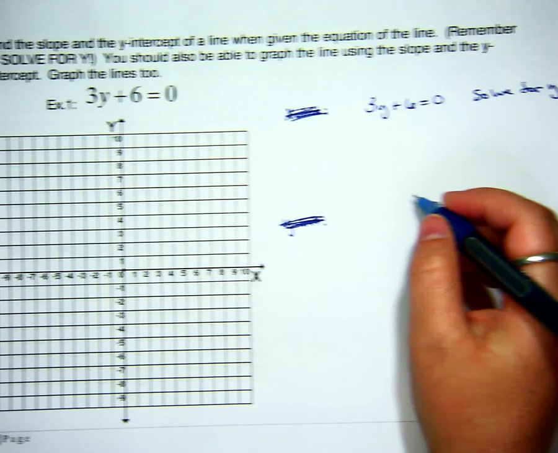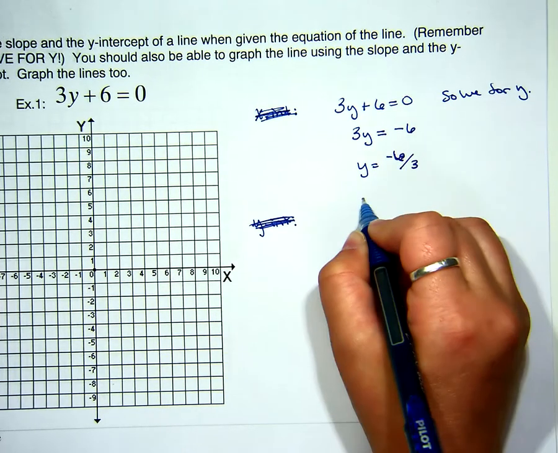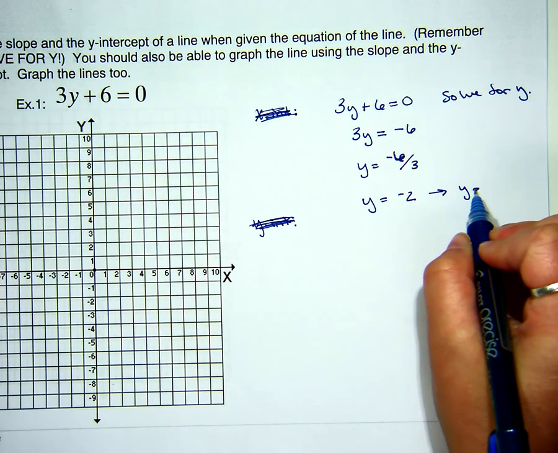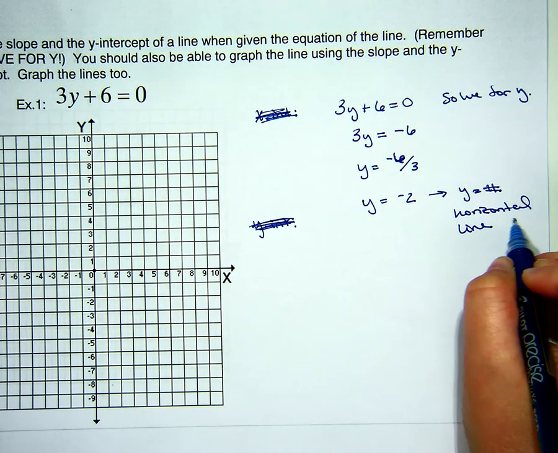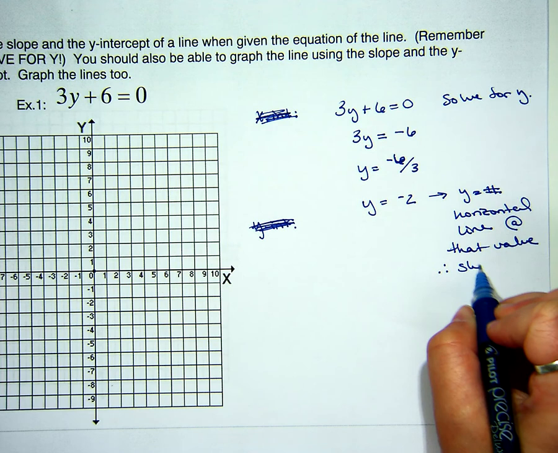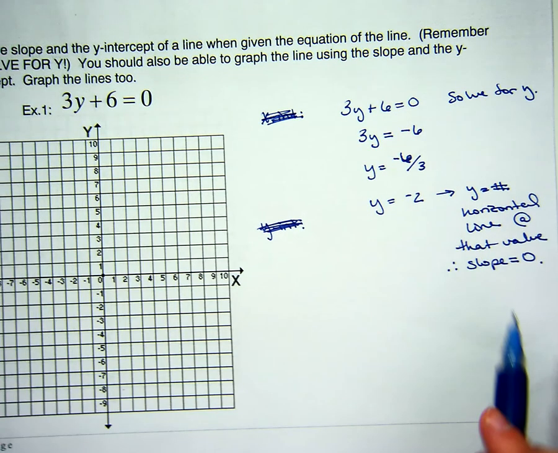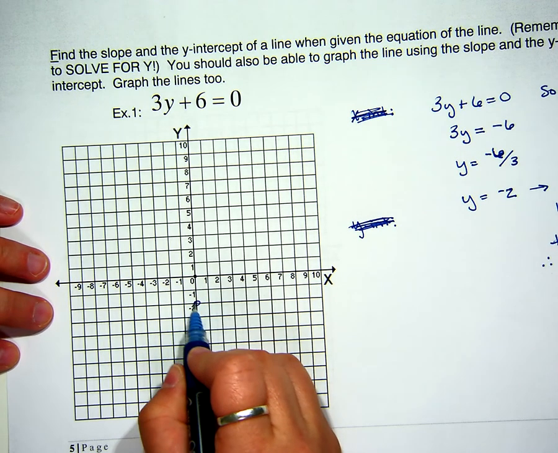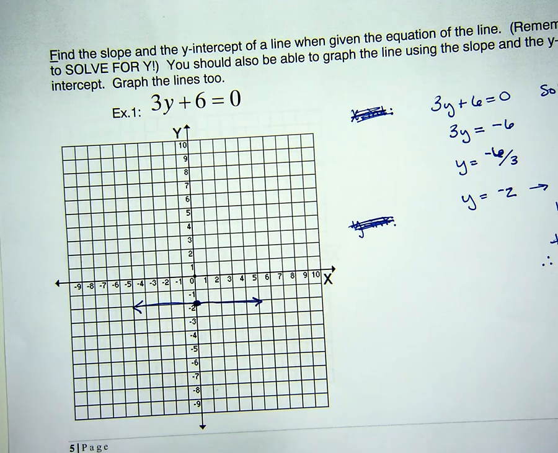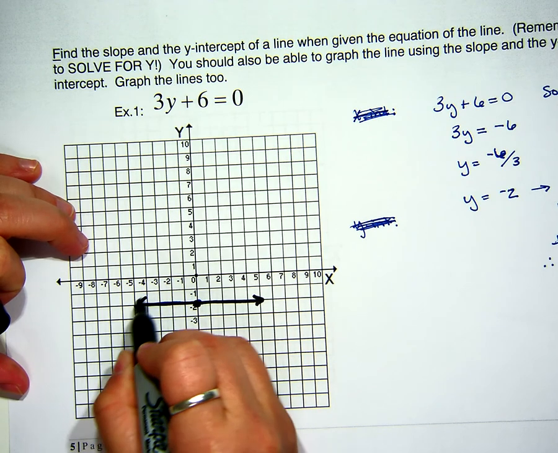Move the 6 over and divide by the 3. So y equals, oh, this is like y equals a number. Y equals a number is a horizontal line at that value. This has a slope of 0. Horizontal lines have slopes of 0. So I'm going to draw a horizontal line at a y value of -2. So here at -2, I will draw a horizontal line. Maybe you can see that a little better now. Okay. Let's look at another one.